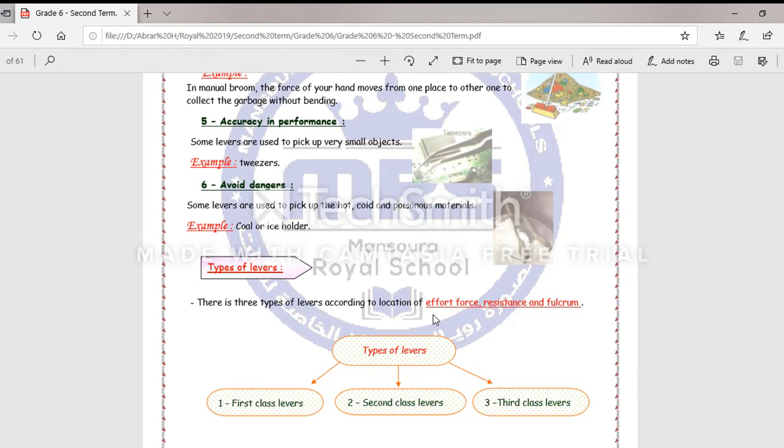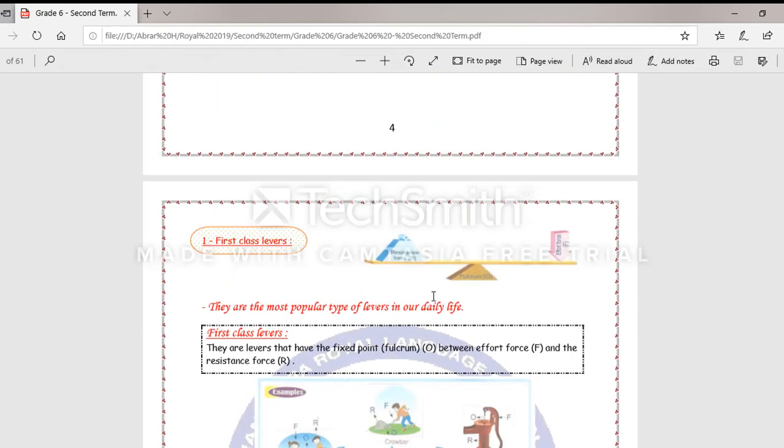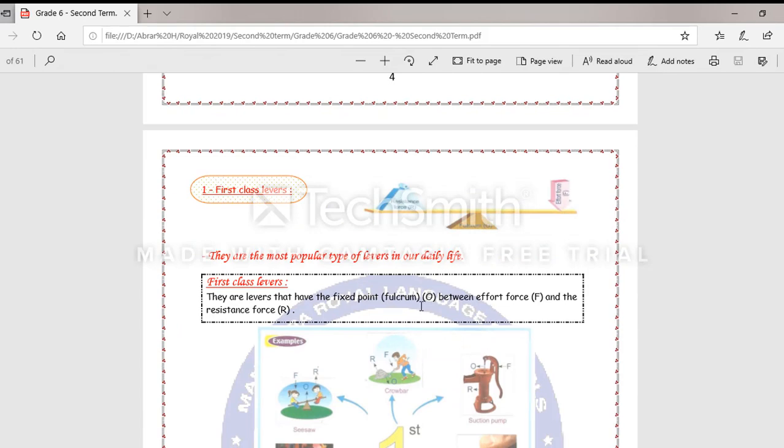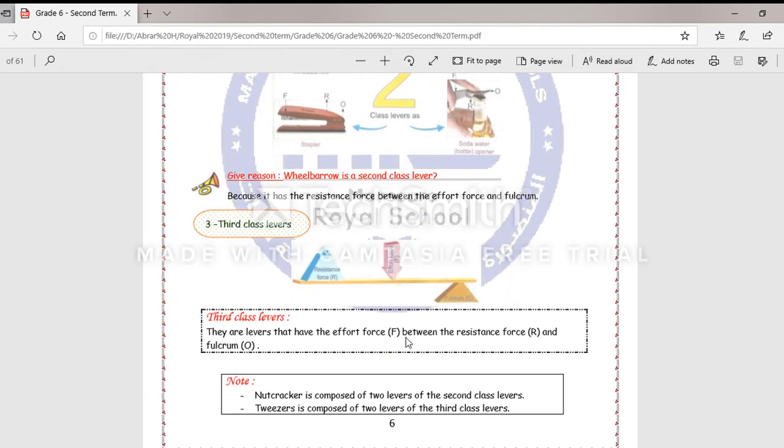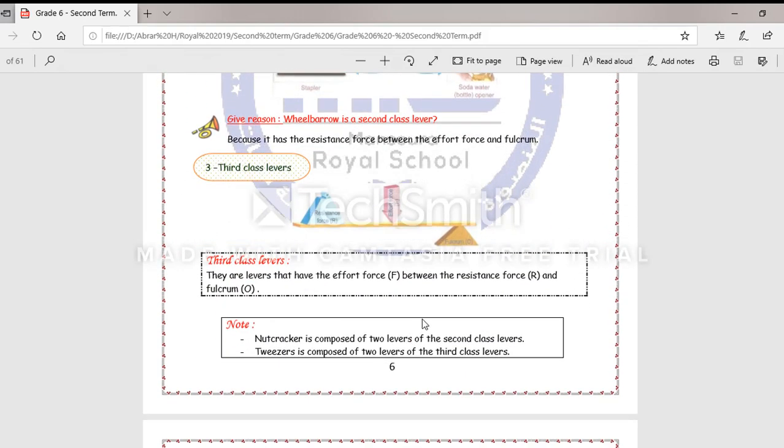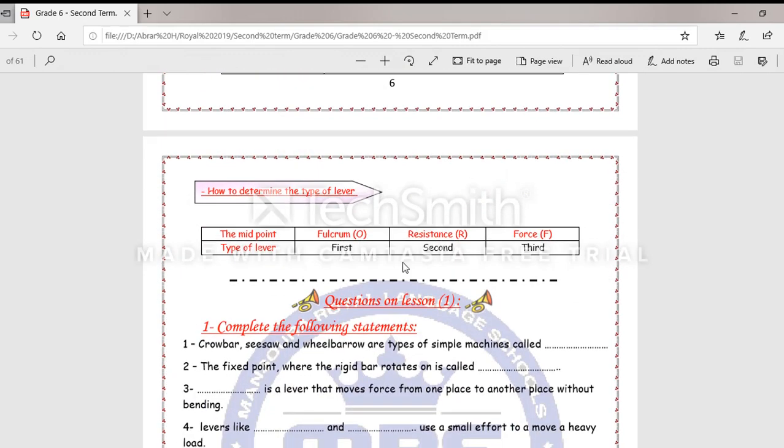And we said that there are 3 types of levers: first class levers, second class levers, and third class levers. In the first class levers, I have the fulcrum between effort and resistance. In the second class lever, I have the resistance between fulcrum and effort. And in the third class lever, I have the effort between fulcrum and resistance. So how can we determine the type of the lever? By determining the position of effort, resistance, and fulcrum, identifying the middle point, and determining the type of the lever as in the following table.